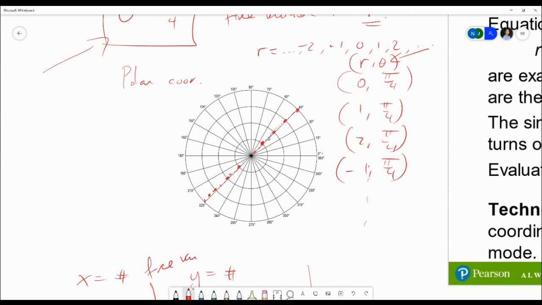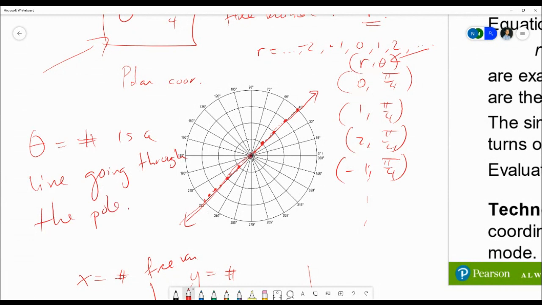That gives me what? Theta equals pi over 4. That gives you a line going through pi over 4. So theta equals a number is a line going through the pole. The pole here is like the origin. So you can rotate this around the pole to be any angle you want, but you're still going to get a line if it's theta equals a value. Okay, that makes sense? Yes, I get it.